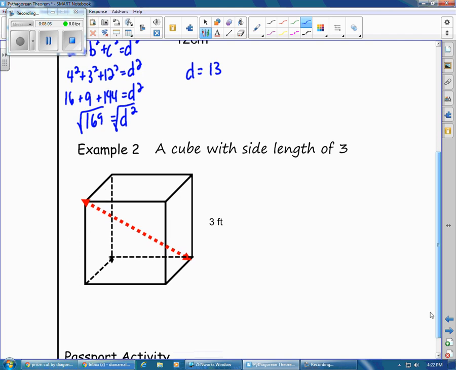Now we have a cube with a side length of 3. What do we know about cubes? All of the side lengths of cubes are the same. So if that's 3 feet, this is going to be 3 feet, and this is going to be 3 feet. I just wrote another 3. It's late in the day. Okay, A squared plus B squared plus C squared equals D squared. So 3 squared plus 3 squared plus 3 squared equals D squared. 9 plus 9 plus 9 equals D squared.